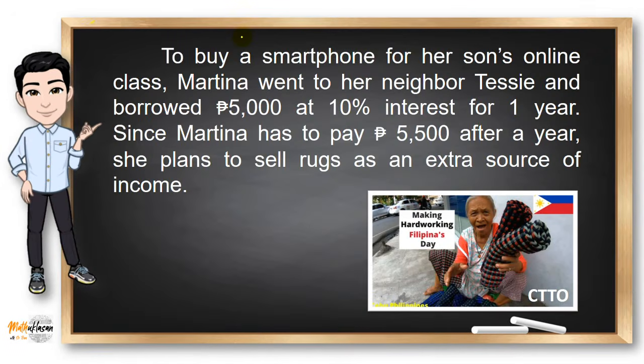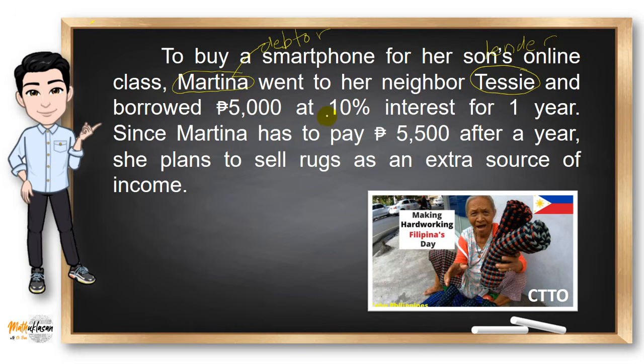The debtor or maker is the person who borrows the money for any purpose. So in this situation, Martina is the debtor or the maker. The lender is the person or institution which loans the money. In this case, it's a person, so Tessie here is called the lender.